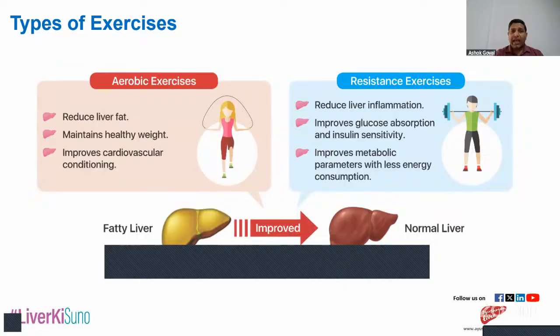There are certain exercises like aerobic exercises and resistance exercises. Both have a different role to play in MSLD. Aerobic exercises reduce your liver fat, maintain a healthy weight, and improve your cardiovascular functioning. Resistance exercises reduce your liver inflammation and improve glucose absorption and insulin sensitivity, so there will be less chance of diabetes mellitus. They also improve metabolic parameters with less energy consumption. Fatty liver will improve with these types of exercise even at the initial stage, and you can have a normal liver again.